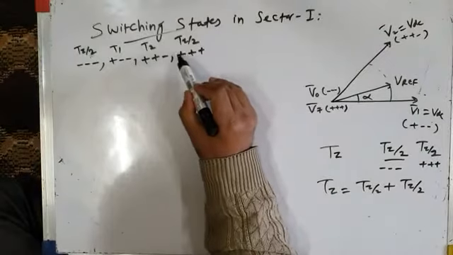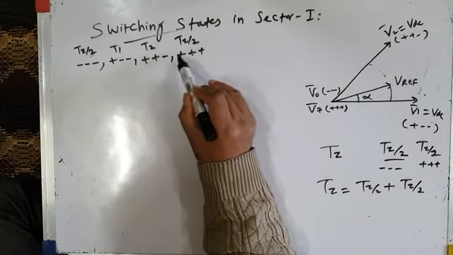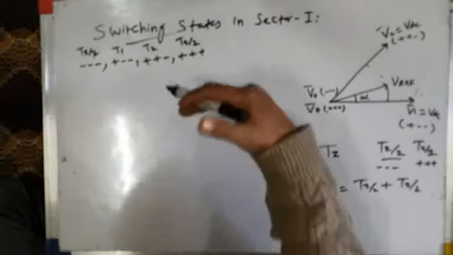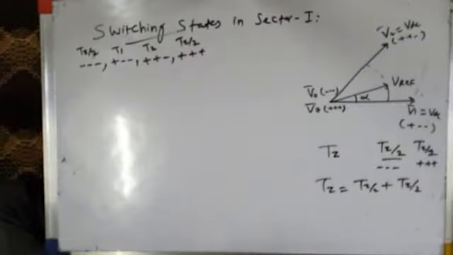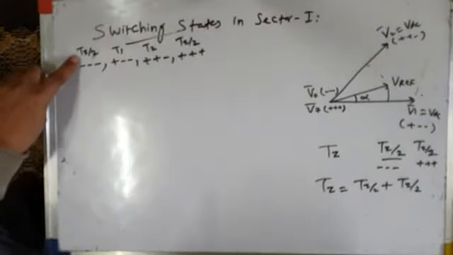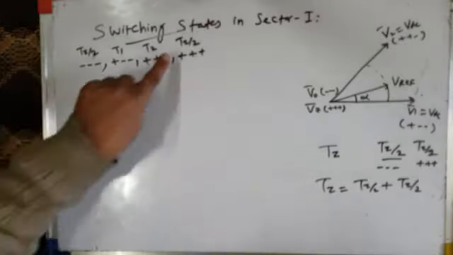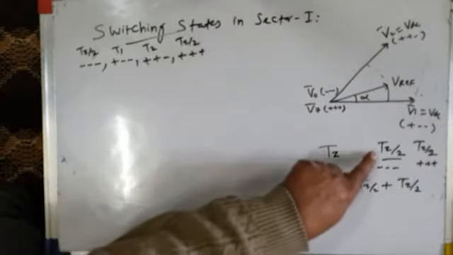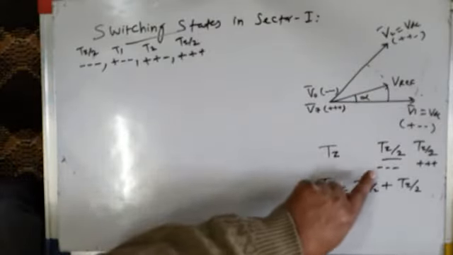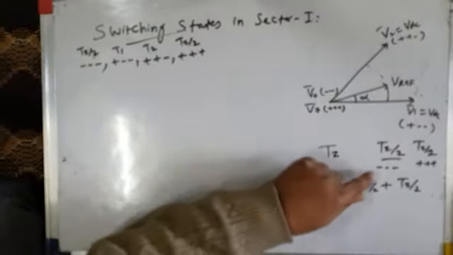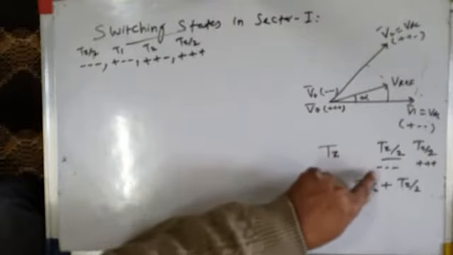If you apply plus plus plus zero voltage vector or zero switching state for entire zero time period Tz, then only top switches will be on, bottom switches will not be on. So in order to equally put on top devices and bottom devices, what we do, for half of the zero time period bottom devices are put on, and for other half of the time period top devices are put on. So that is why Tz is divided into two Tz by 2 periods. In first Tz by 2 period, the switching state is minus minus minus. That means zero voltage vector V0 is applied across the load with bottom switches on.